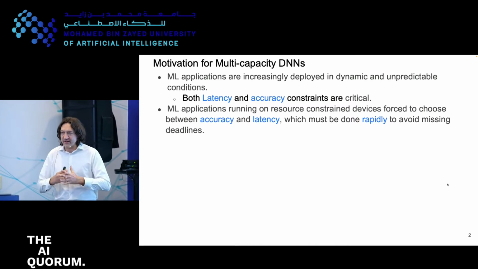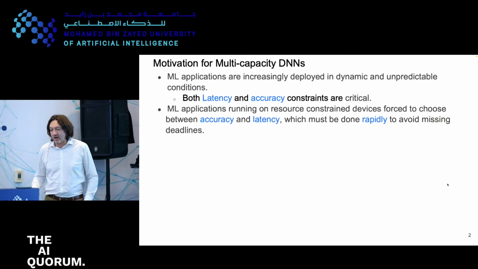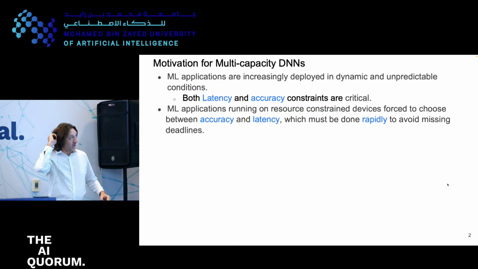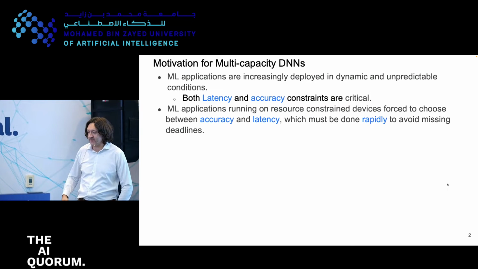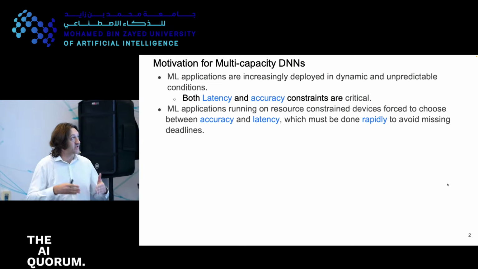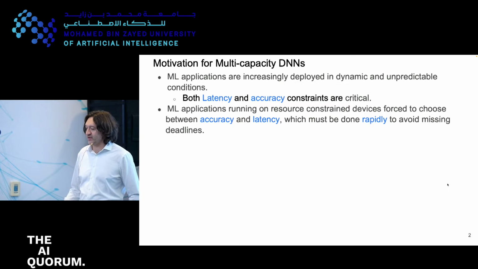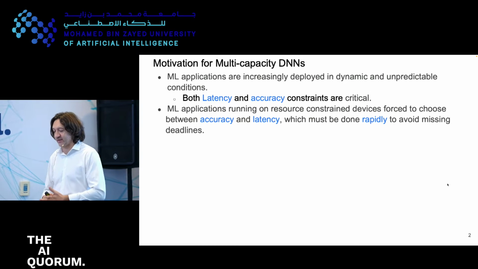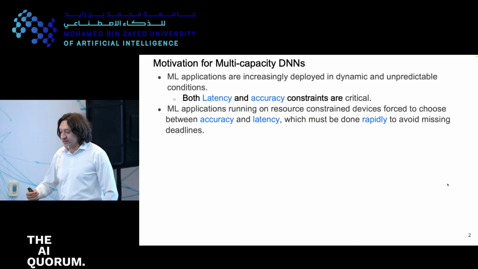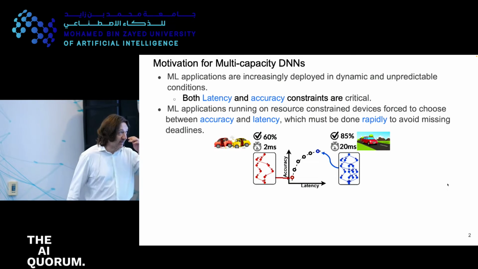So first of all, what I would like to do is build the intuition for why we care about multi-capacity DNNs. As we all know, machine learning applications are increasingly deployed in dynamic and unpredictable conditions. And in such situations, more and more we care about both latency and accuracy at the same time. Both of those constraints are critical. Furthermore, machine learning applications are increasingly running on resource-constrained devices that are forced to choose between accuracy and latency because you don't have abundant compute in all cases. And in addition to this, what's complicated is that it must be done rapidly in order to avoid missing deadlines. So let's take a look at this toy example.